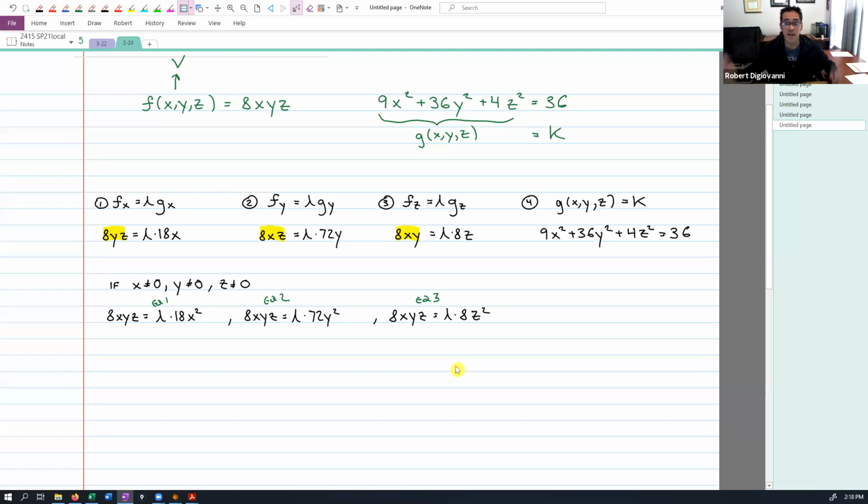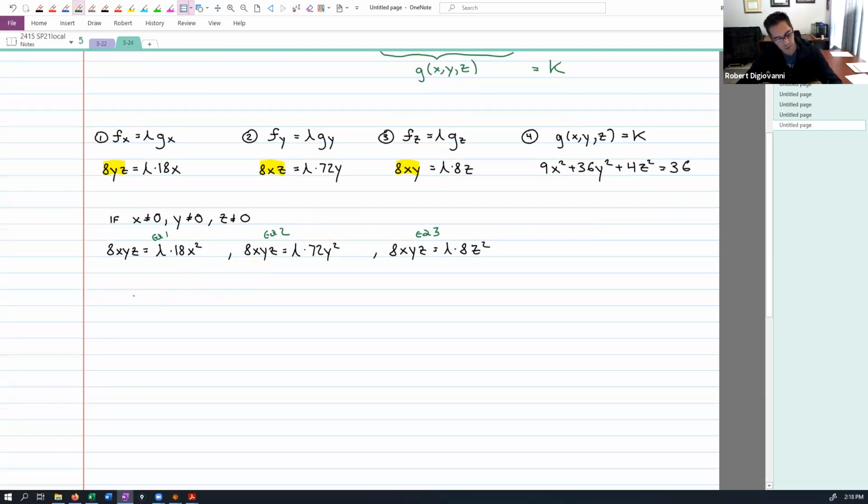And now I can start setting them equal to one another, right? So let's start with the first two. These two I can set equal to one another. So I have, I'm going to write it this way, 18 lambda x squared must equal 72 lambda y squared.